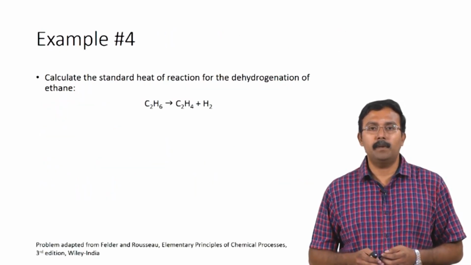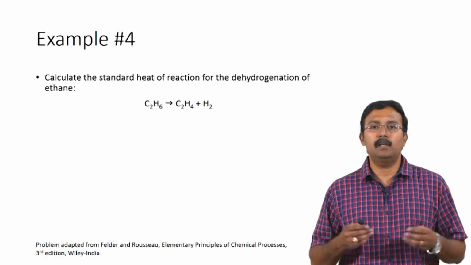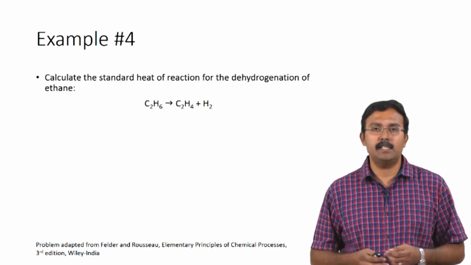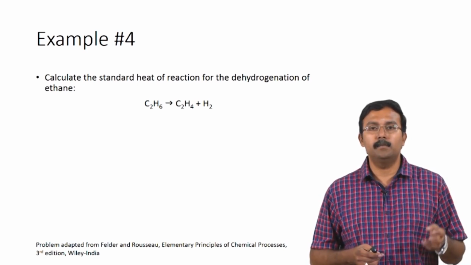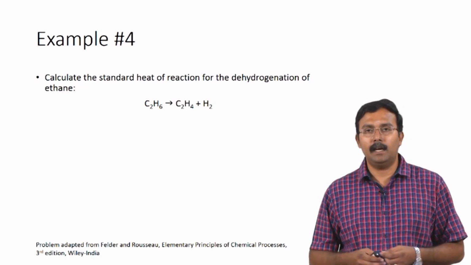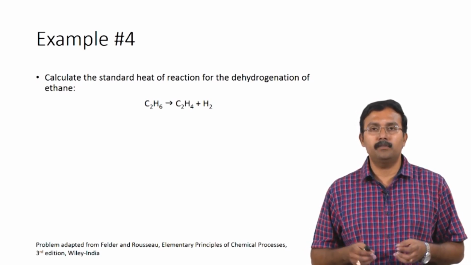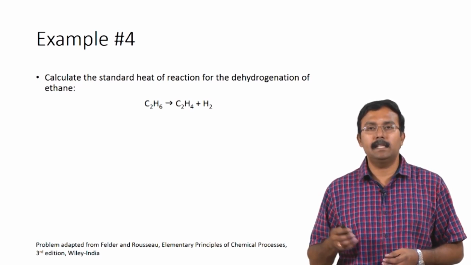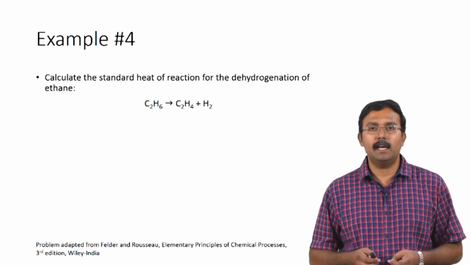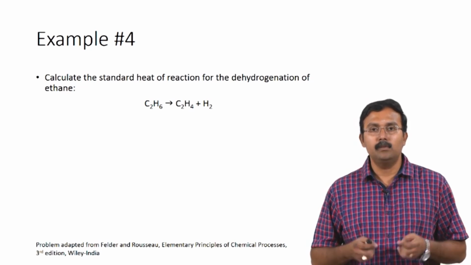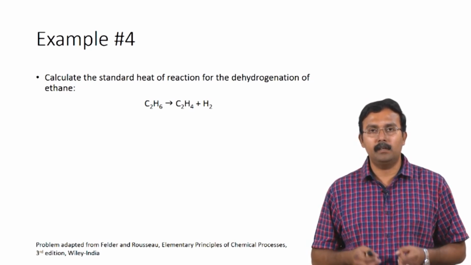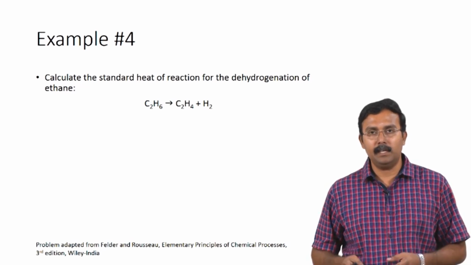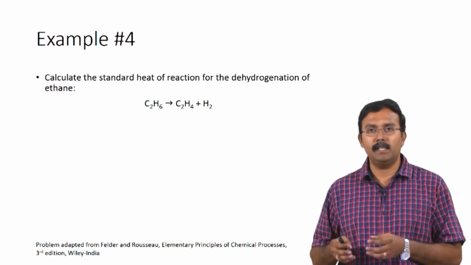So, here is one example problem where we have to calculate the heat of reaction for a dehydrogenation reaction. Ethane becomes ethylene and hydrogen, and the heat of reaction for this has to be calculated using the heat of combustion for ethane, ethylene and hydrogen. So, combustion reactions can actually be used here. So, let us see how it would be done. We can use the equation directly and we will also verify if it obeys Hess's law.